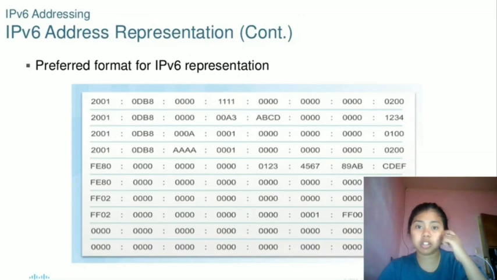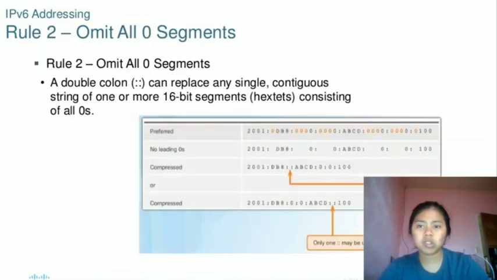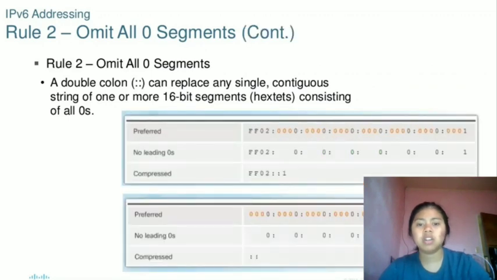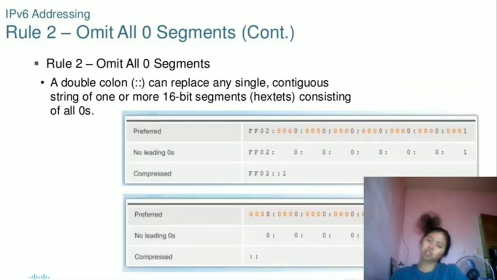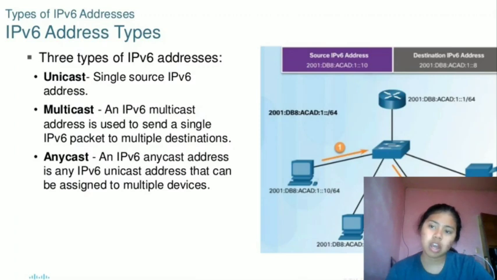IPv6 address representation. Rule 1: omit leading zeros. Rule 2: all zero segments. A double colon can replace any single, contiguous string of one or more 16-bit segments consisting of all 0s.